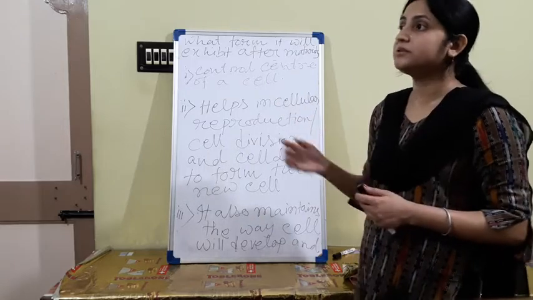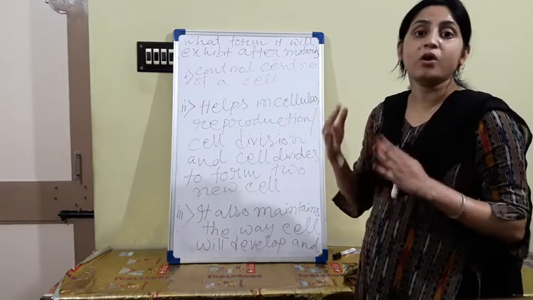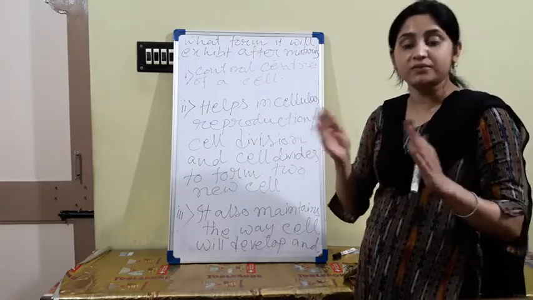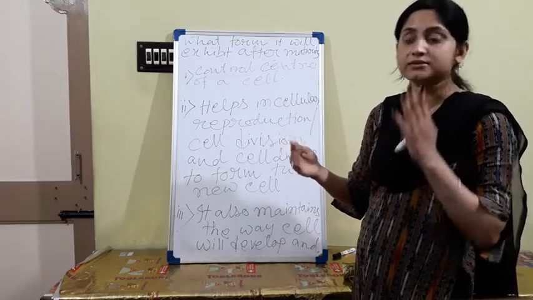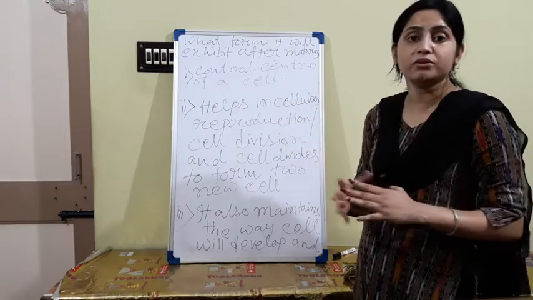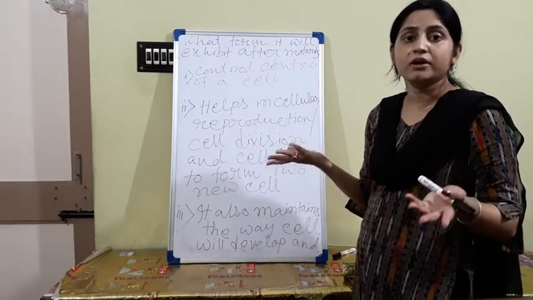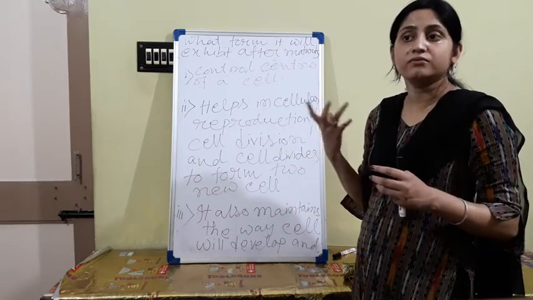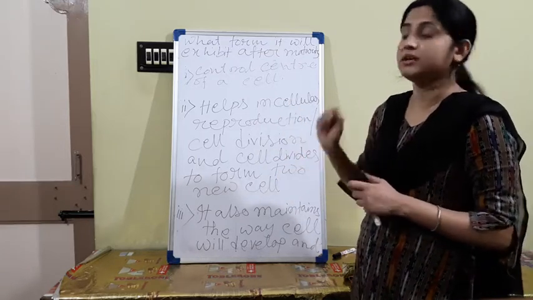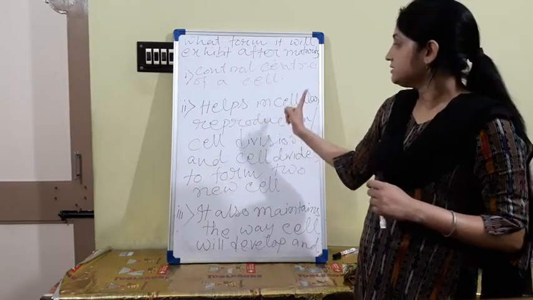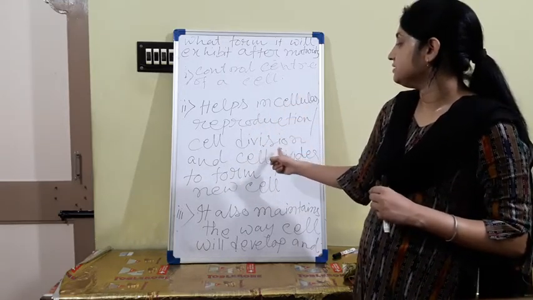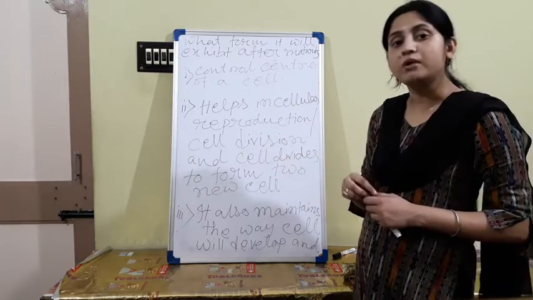Cell reproduction means that from the young ones, the new ones of the same kind are formed. That is called reproduction. So cells also reproduce. Otherwise, how can we grow? How will the cells form new cells? That is called cell reproduction or cell division, and the cell divides to form two new cells.